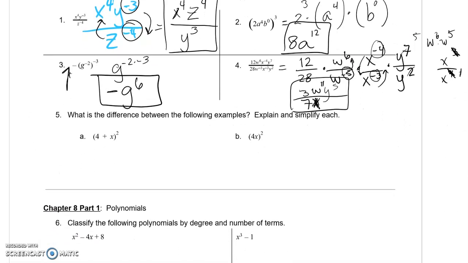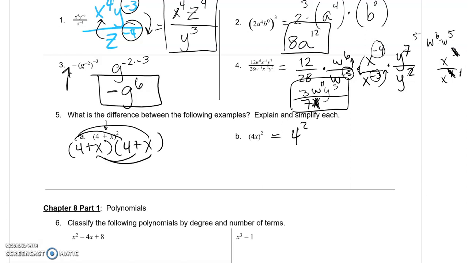Now we move on to 5. This one, definitely a little tricky. The difference is that plus sign. I still like to think about raising stuff to the second power as multiplying it by itself. So 4 plus x times 4 plus x. And you've got to distribute, FOILing. Whereas b, since there's no plus sign, we can just go to exponent rules. 4 squared times x squared, which would be 16x squared.